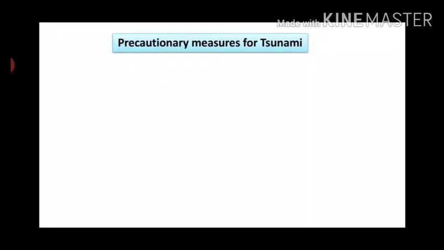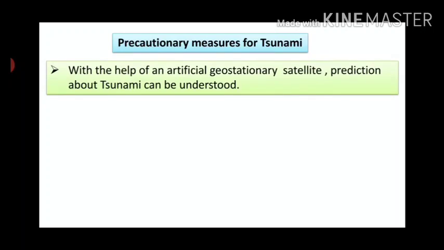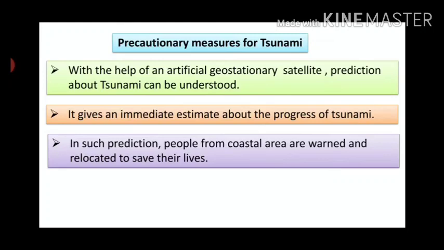Now next is precaution. What precautionary measures do we have to take during tsunami? With the help of an artificial geostationary satellite, predictions about tsunami can be understood. Geostationary satellite means it moves around the earth in an orbit and gives information. Second point, it gives an immediate estimate about the process of tsunami. In such prediction, people from coastal areas are warned and relocated to save their lives. Means they are informed that these things are going to happen.